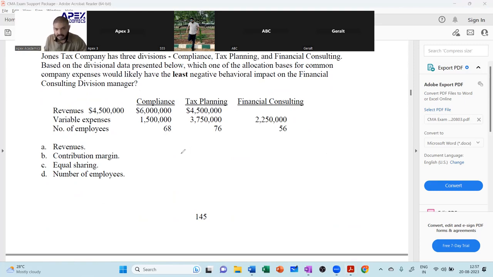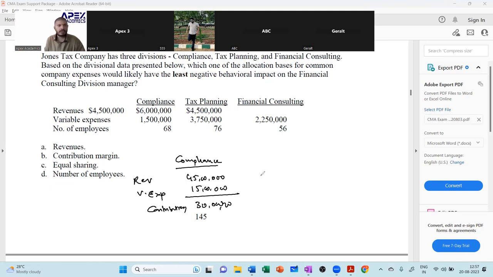Now see, look at compliance. Compliance has a revenue of 45 lakhs and variable expenses of 15 lakhs. So this comes to 30 lakhs of contribution. Let's talk about tax planning now. Tax planning has revenues of 60 lakhs. I beg your pardon, they have made a printing mistake. This is compliance, this is tax planning, and this is financial consulting.